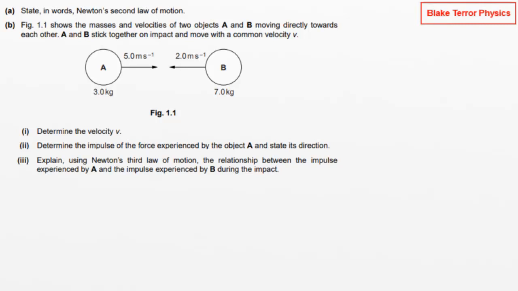Hello, here's a question on collisions where we're going to be bringing impulse into Newton's laws, which is how we're starting off in collisions, really getting used to this new terminology. And they start with this in the question, so they want us to state in words Newton's second law of motion. A good way of doing any of these state in words questions anyway is to have the formula in mind.